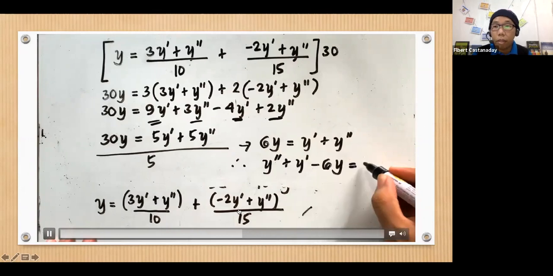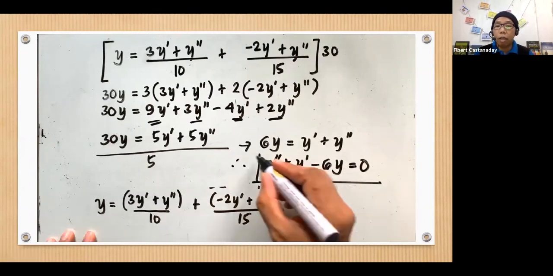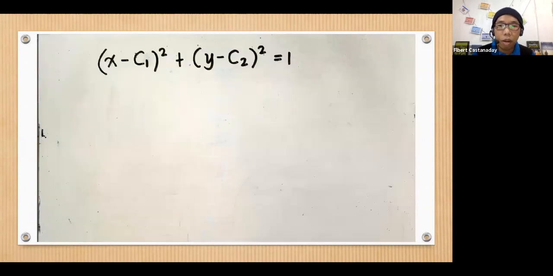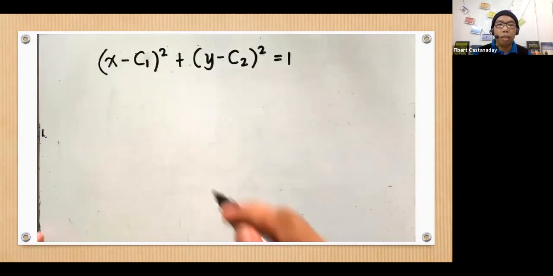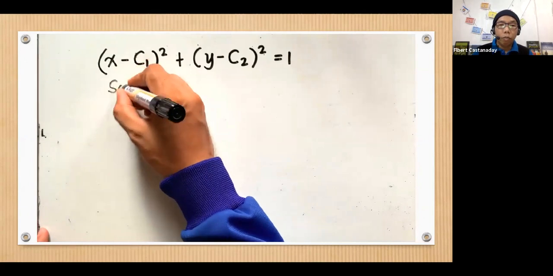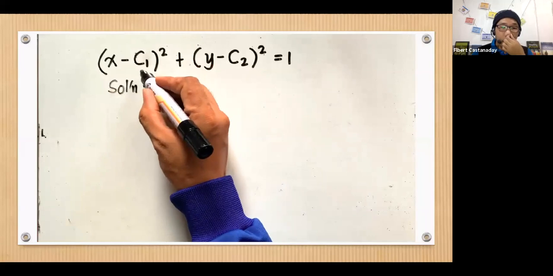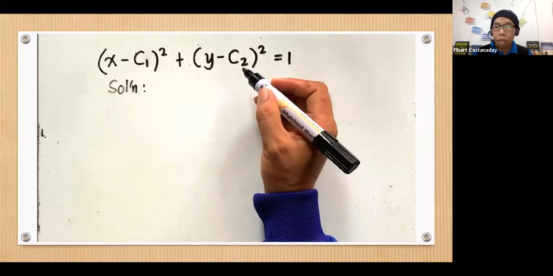Okay, let's continue. Our next example is, the equation contains two arbitrary constants pa din. So C sub 1 and C sub 2. So it means that we are to differentiate this equation 2 times. Okay?